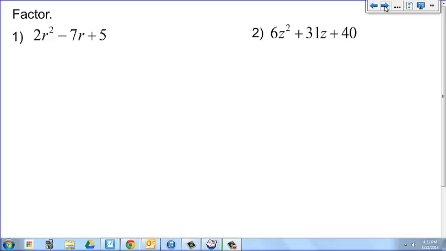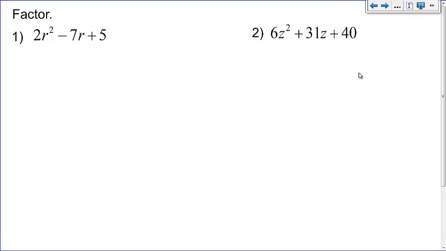Alright, let's try that with some new numbers here. So 2r squared minus 7r plus 5. First things first, we've got to figure out what our AC value is. Sorry guys, my pen is freaking out here. Alright, I think I'm back in line here. So AC would be 2 times 5, or just simply 10. Now we don't have a lot of options with 10. It's either 1 times 10 or 2 times 5. And what we're looking for is a sum of 7.